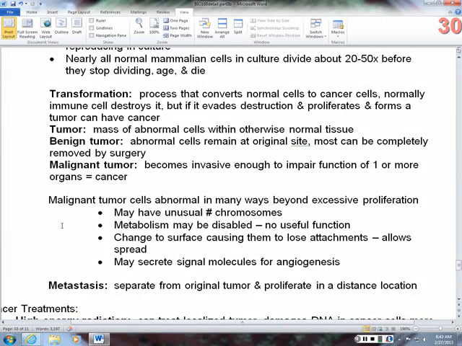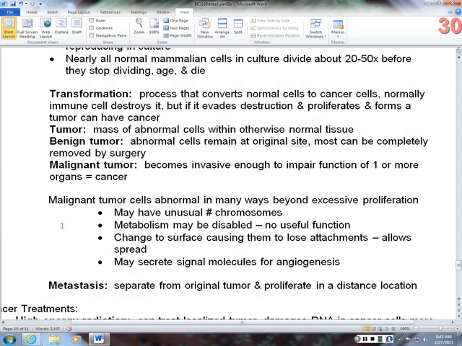The malignant tumor becomes invasive enough. They can start to impair functions of one or more organs in there. A lot of times they impair function simply by their size, and they will restrict nutrients to other things, and they just occupy space that that other organ needs.